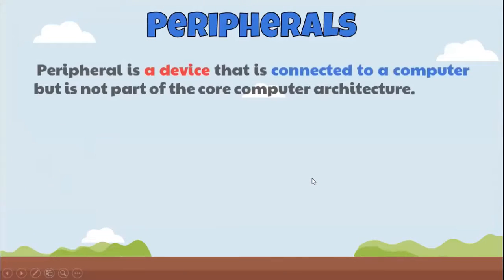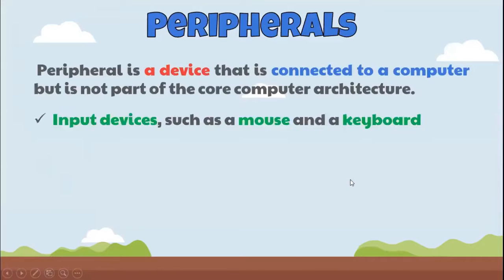And what about the peripherals? A peripheral is a device that is connected to a computer, but is not part of the core computer architecture. It means it's not inside, it's outside of our system unit. How can we understand it? Which parts or categories are there?